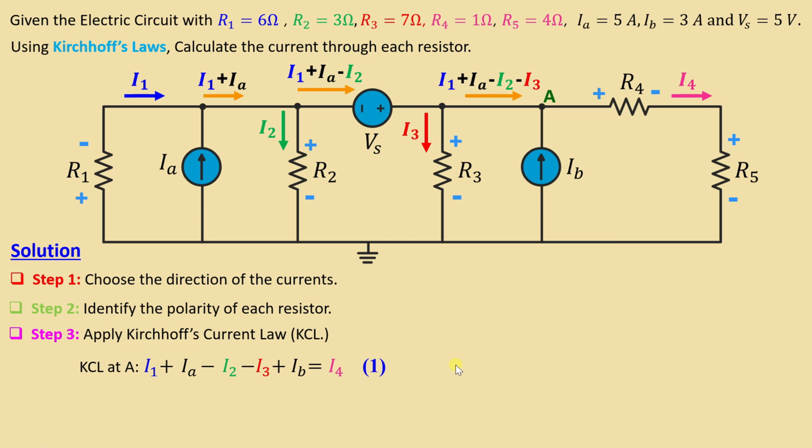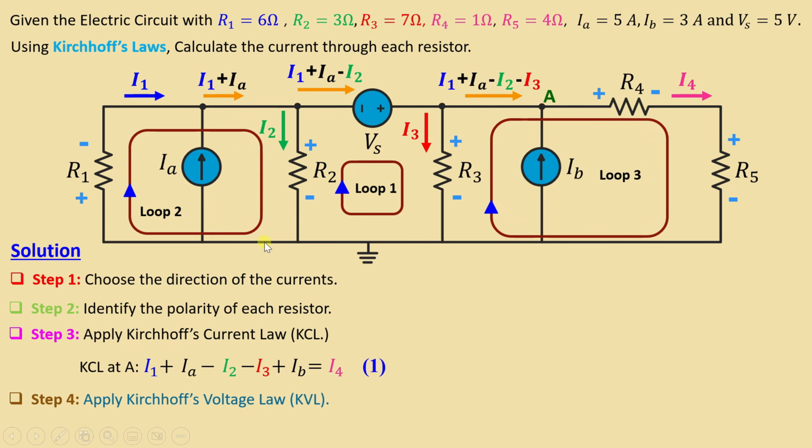After we finish applying Kirchhoff's current law, we go to apply Kirchhoff's voltage law, KVL. Before we start applying KVL, we need to first choose the different loops we are going to use here. Those are the different loops we are going to use. This is loop number 1, this is loop number 2, and this is loop number 3.